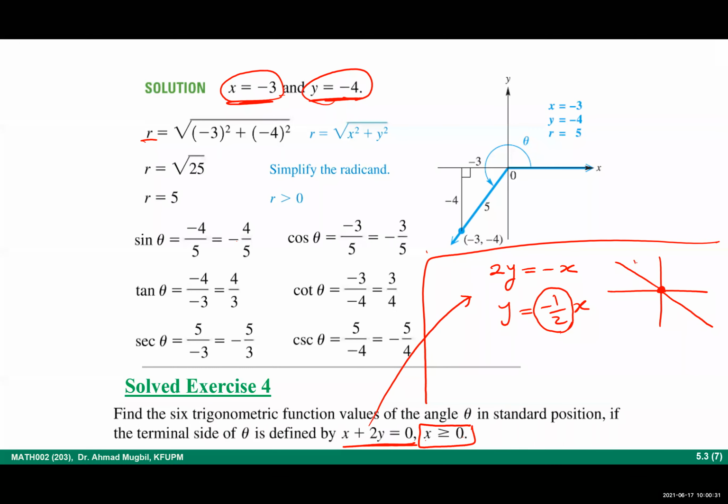So what do you think? X greater than 0, here or here? Where is X greater than 0? This is 0, Shabab. Here X is greater than 0. So we will not take this part. We will just take this part.